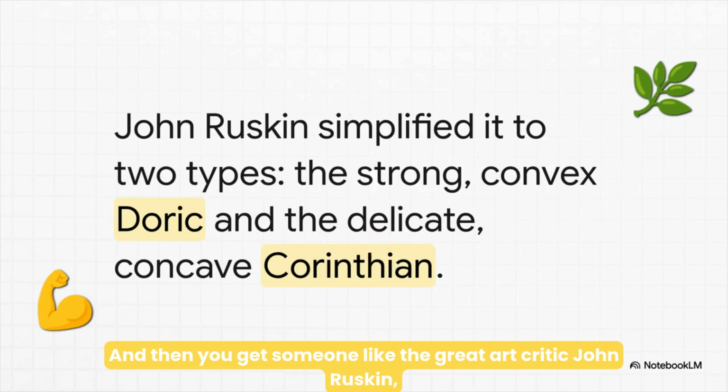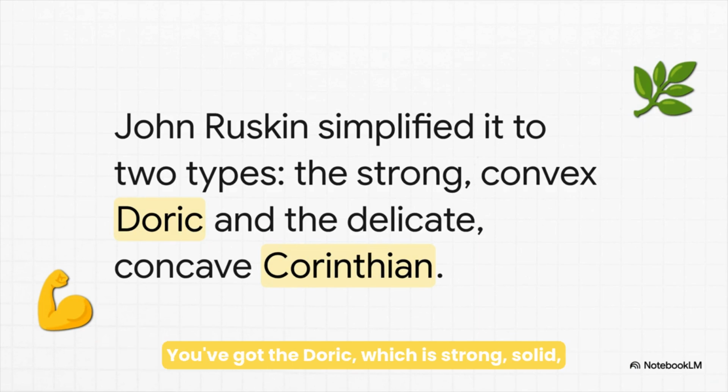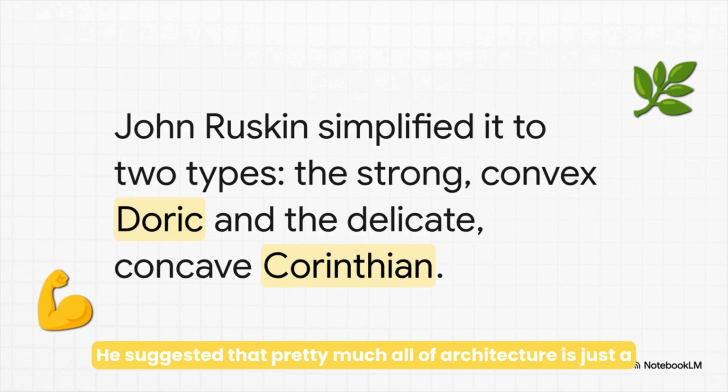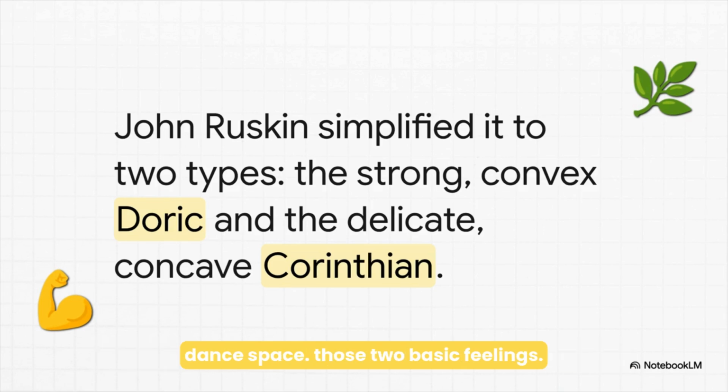And then you get someone like the great art critic John Ruskin, who just cuts through all the noise. He said, look, it all really just comes down to 2 fundamental feelings. You've got the Doric, which is strong, solid, and it pushes outward, it's convex. And then you have the Corinthian, which is delicate, leafy, and it pulls you inward, it's concave. He suggested that pretty much all of architecture is just a dance between those 2 basic feelings.